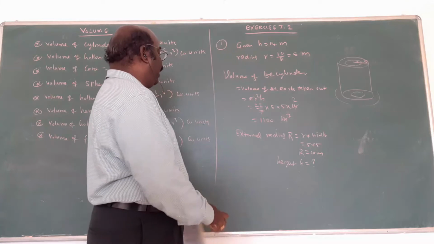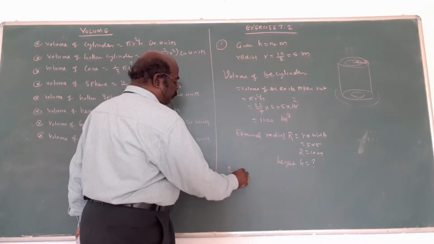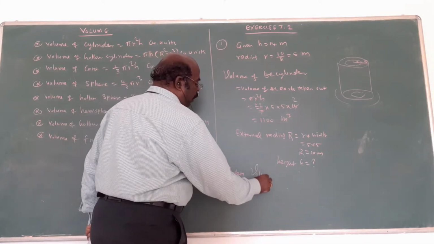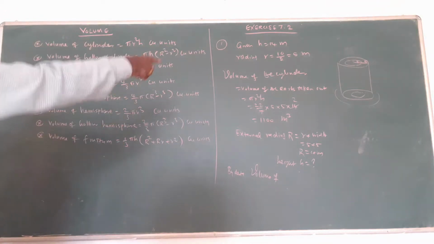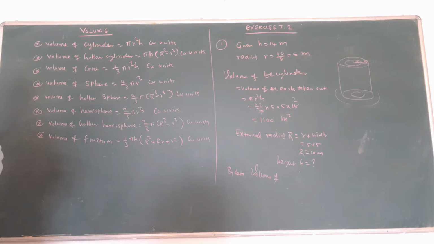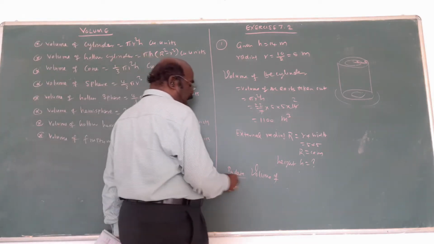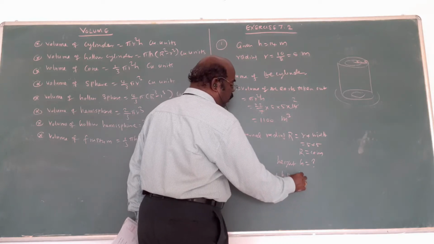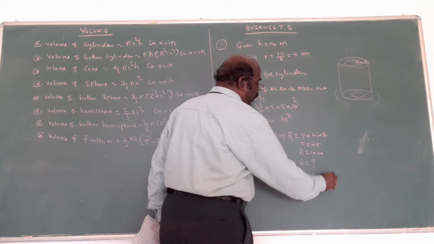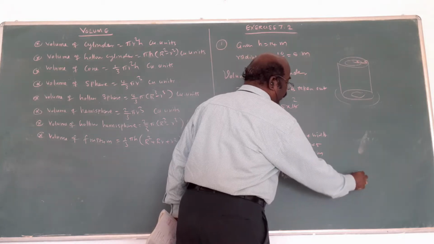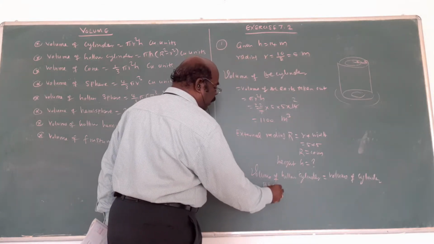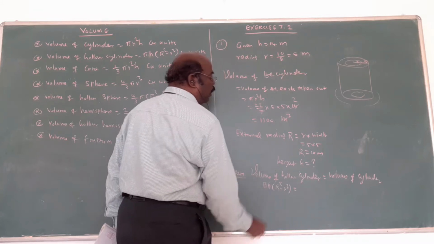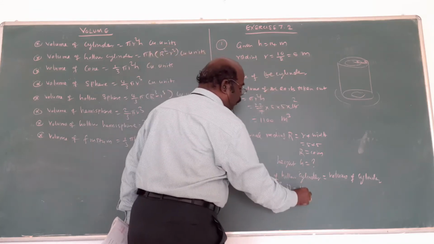Now, by the data, the volume of the hollow cylinder will be equal to the volume of the cylinder. Volume of the hollow cylinder will be equal to only the volume of the cylinder. What is the formula of the hollow cylinder? Pi h times capital R squared minus small r squared. Already we found one complete volume.